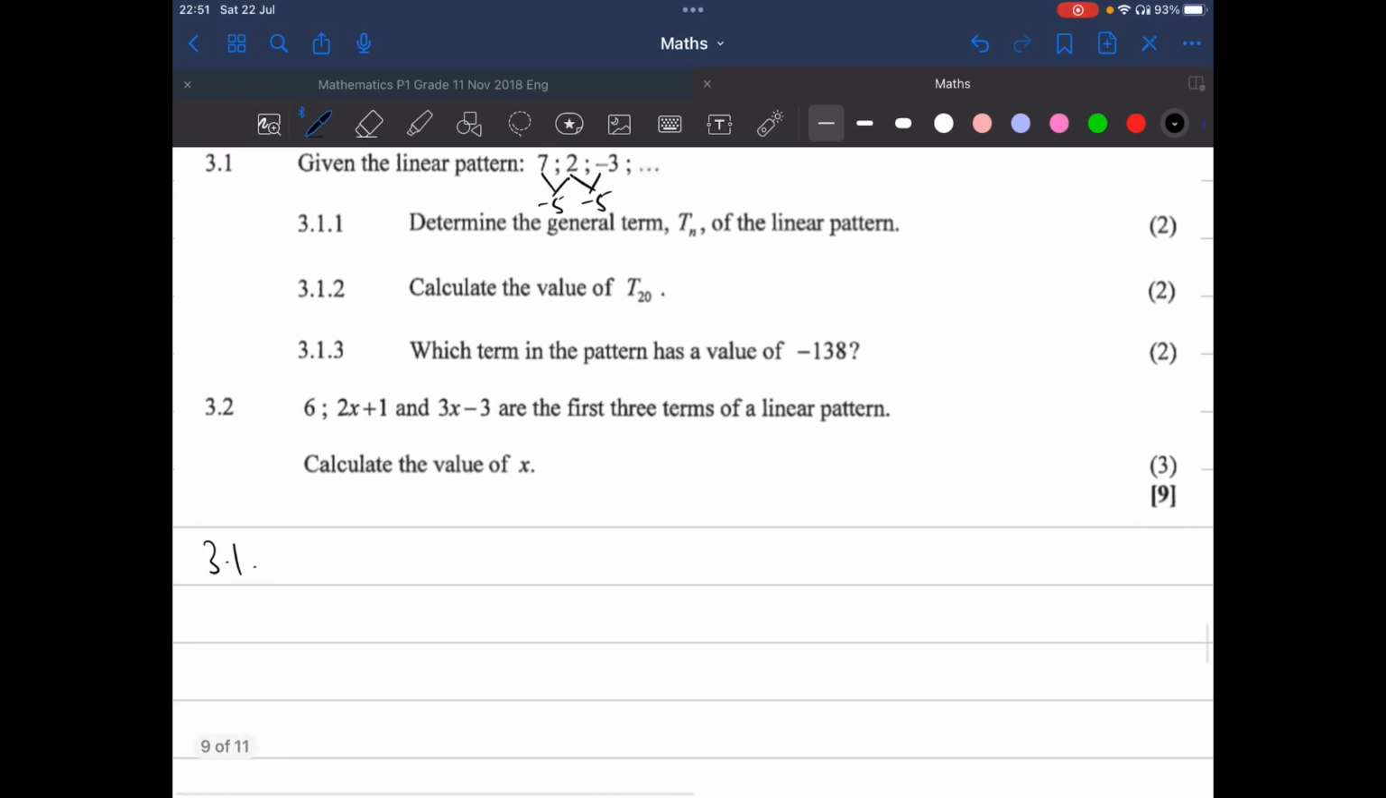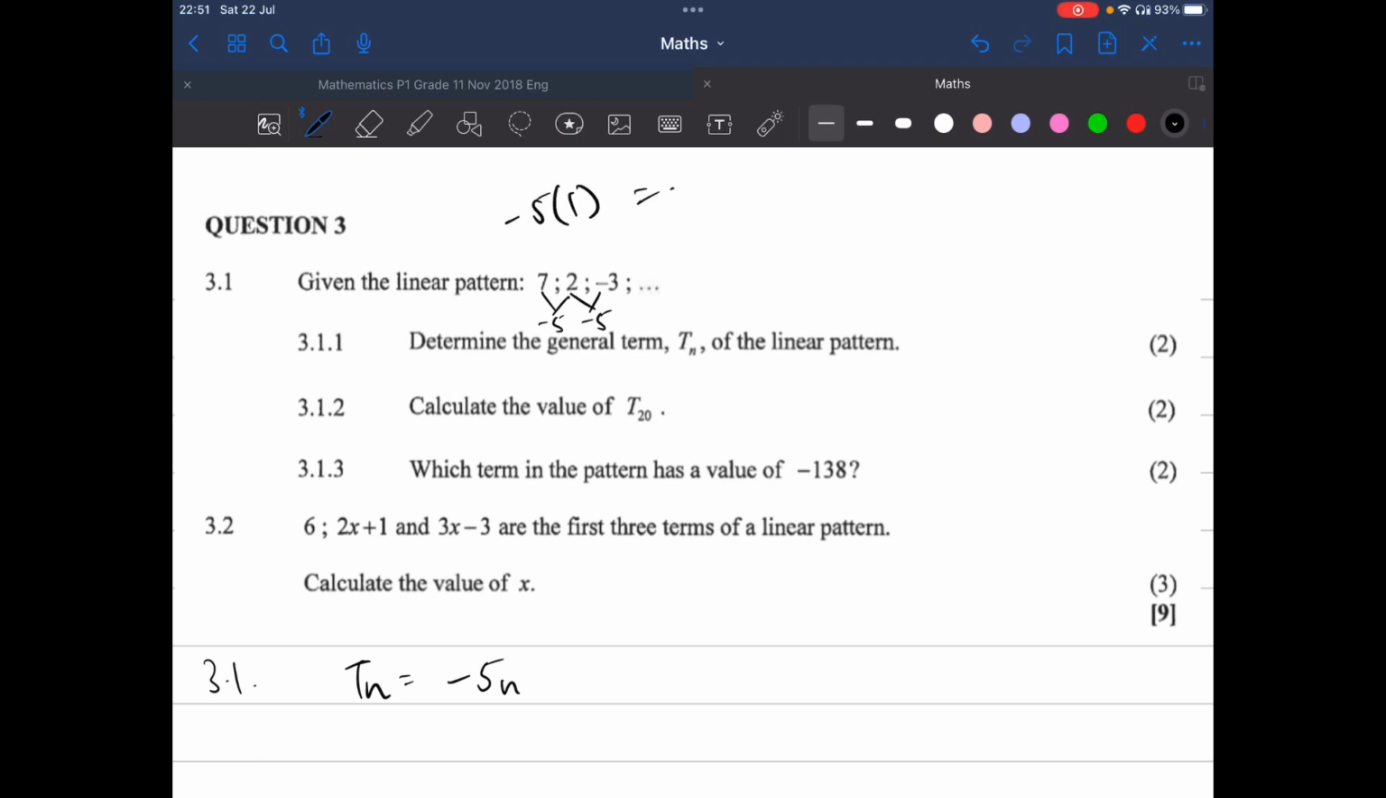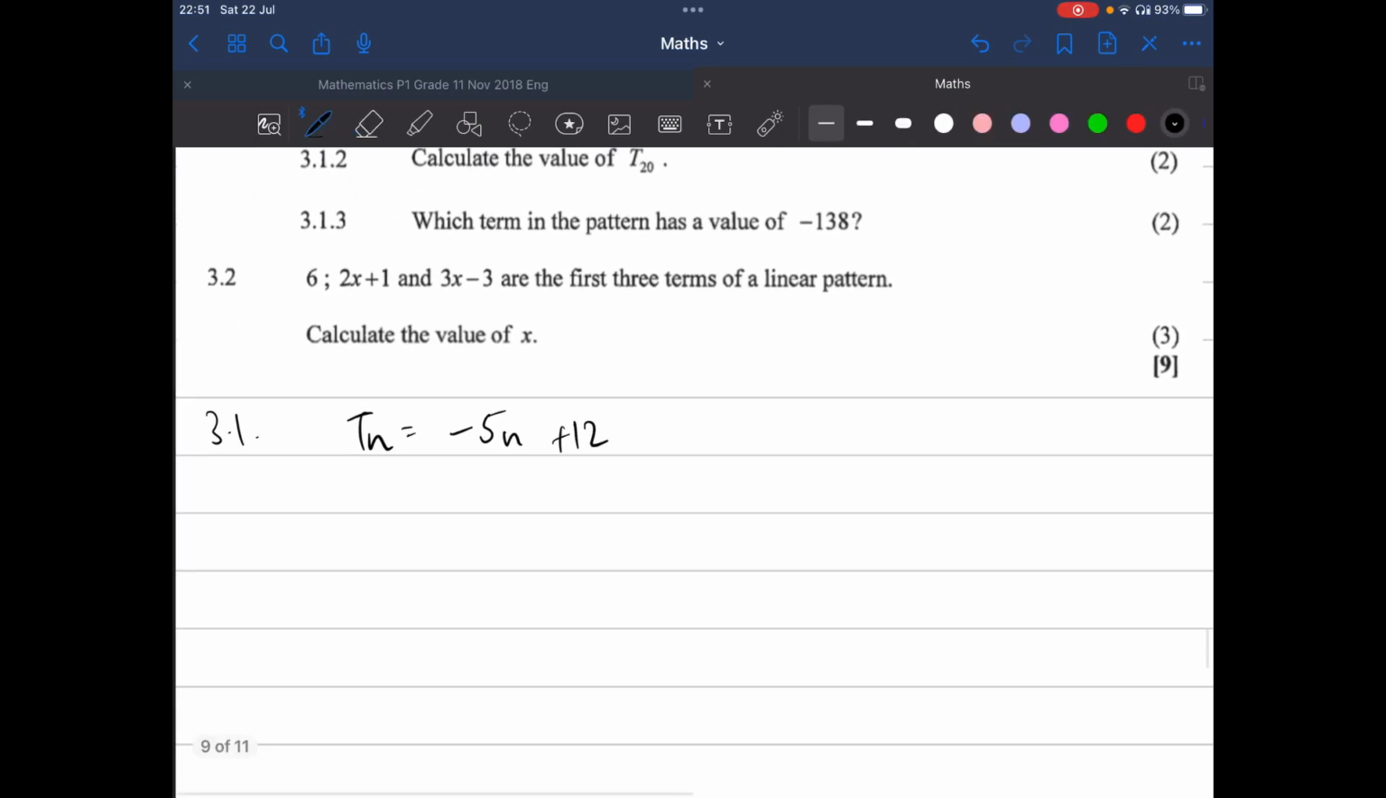Okay, so Tn is equal to, and then you write down the common difference times n, and then you see what the constant value is going to be. Okay, so let's test it. So minus 5 times 1 is obviously minus 5. So to get from minus 5 to 7, I have to plus 12. Okay, so let's test that out now. Minus 5 times 1 plus 12 is 7. Minus 5 times 2 plus 12 is 2. Minus 5 times 3 plus 12 is minus 3. So that works. Okay, so that's our general term.